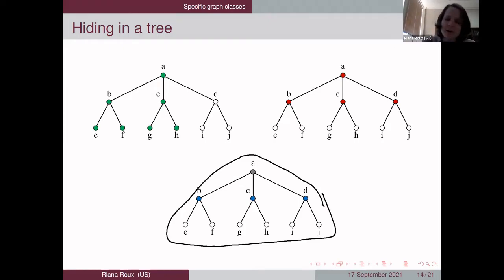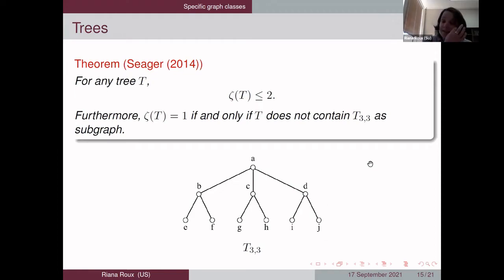We can do this, have the same argument, and say if we start at the green graph, we can always get back to one of the two as well. And this shows that the robber will always be able to hide in a tree. In fact, Seeger showed that this is the only substructure that we need to search for in order to know whether the localization number is 1 or not. And she showed that when this tree is not present, the localization number is 1, and if it is present, the localization number is 2.